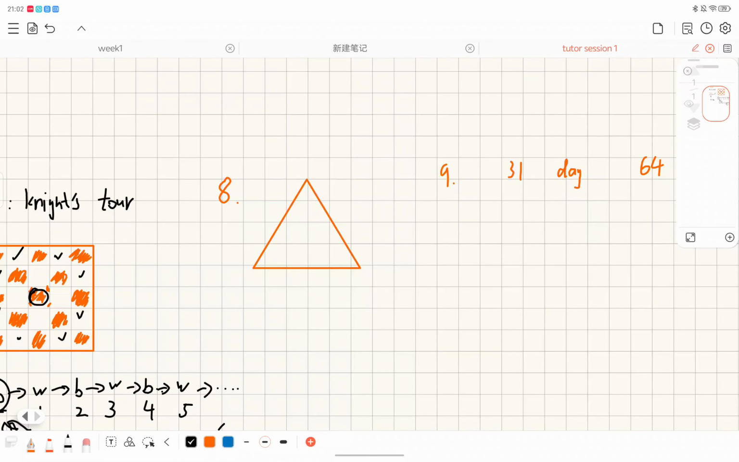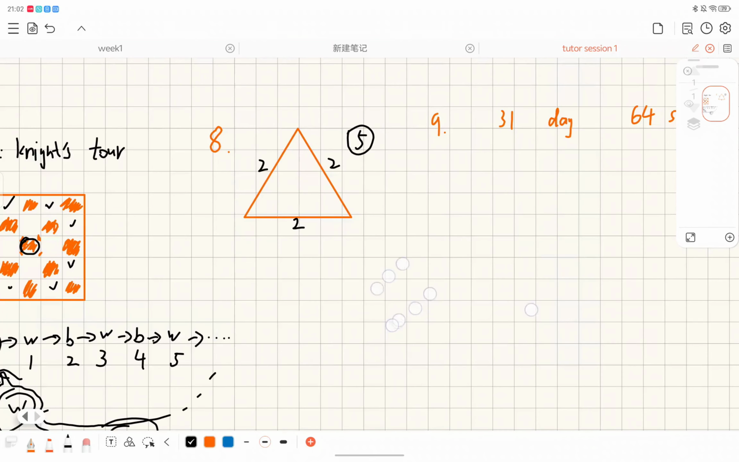Okay, for question 8, we have a triangle with side length 2, 2, 2, and we have 5 points inside the triangle. So remember, we have learned the pigeonhole theory in class. For pigeonhole, we always have n balls and n minus 1 boxes, right? For now, we have 5 points. So what we want is to have 4 boxes with 5 balls. But we only have 1 triangle. What can we do?